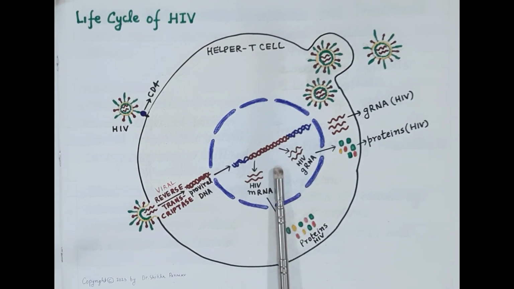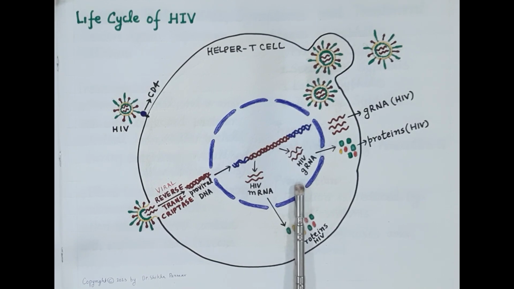Now this DNA transcribes and it produces viral RNA, namely viral messenger RNA and viral genomic RNA. Now viral messenger RNA further synthesizes viral proteins. Now these proteins are used for the synthesis of HIV envelope, for the synthesis of HIV proteins and enzymes. Whereas genomic RNA forms the genetic material of HIV.